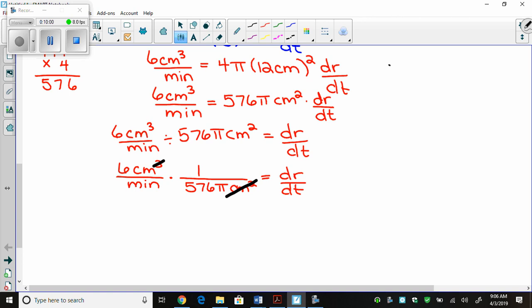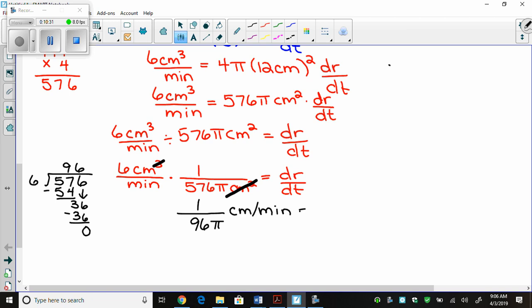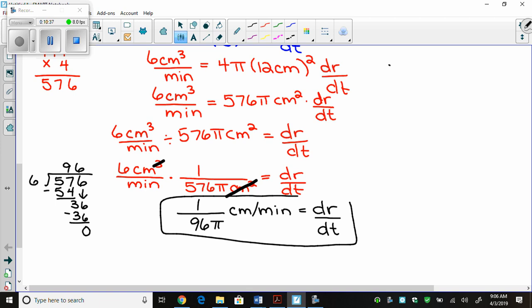And then what did that reduce to? Does 6 go evenly into 576? 6 times what goes into 5? None. 6 times what goes into 57? 9, which is? Subtract. 6 times 6 is 36. So we're going to get 1 over 96 pi centimeters per minute. So that's how fast the radius is growing.